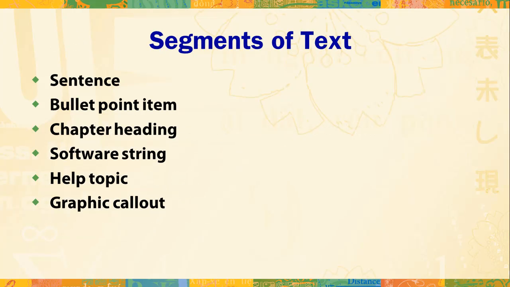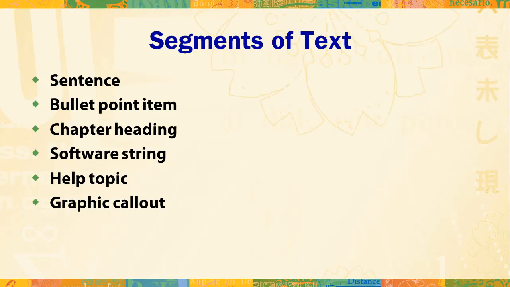The main building block of translation memory is the segment of text. And segments of text can be a variety of different things. You can see a list here. It might be a sentence, which is probably the most common segment type and usually what you would find in documentation. But it could also be an item in a bullet point list. It could be a chapter heading.